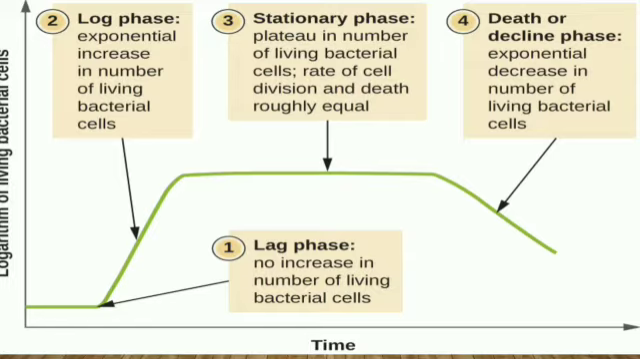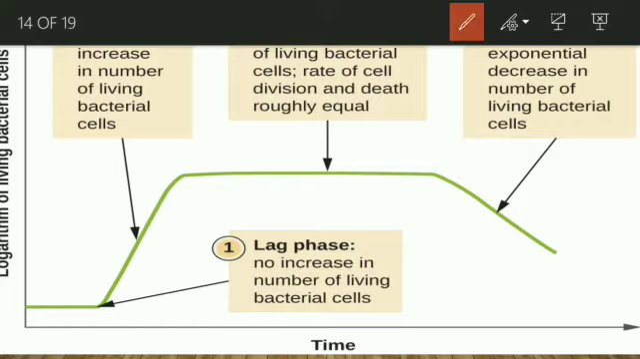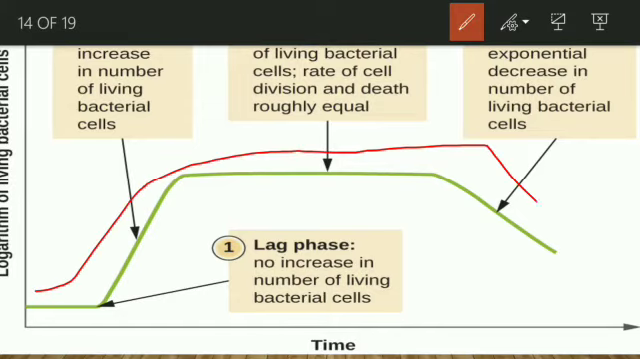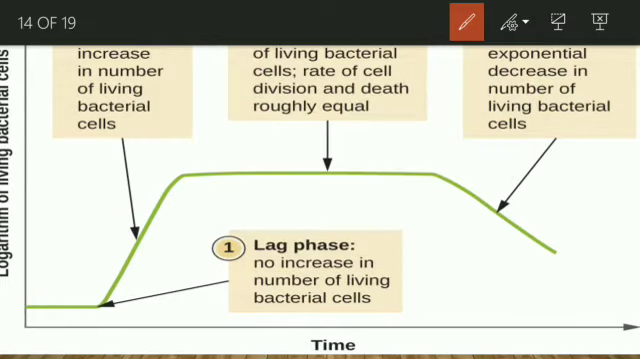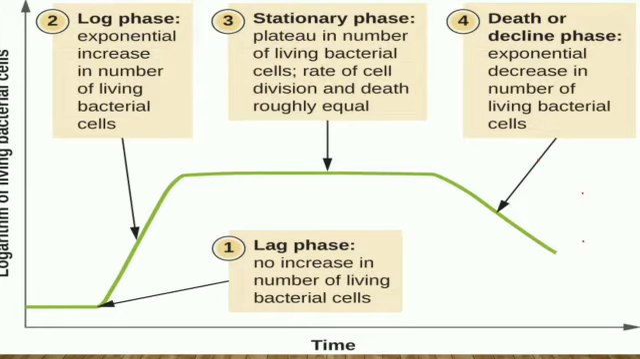The first one is the lag phase. The next is the log phase, the next is the stationary phase, and the fourth is the death or decline phase. And this curve you are observing here is the growth curve. We will explain this one later. How many phases are there in the bacterial growth curve? There are 4 phases: lag phase, log phase, stationary phase, and death phase.